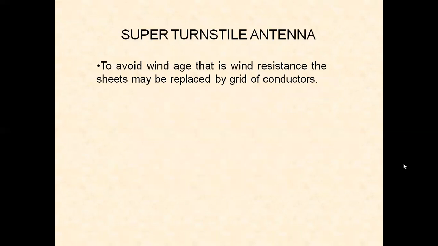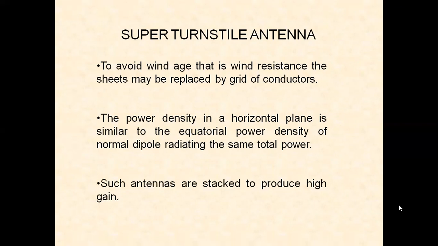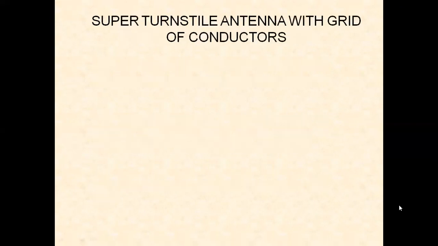To avoid wide edge, that is wind resistance, the sheets may be replaced by a grid of conductors. The power density in a horizontal plane is similar to the equatorial power density of a normal dipole radiating the same power. So we have the equatorial power density of a normal dipole radiating the same total amount of power. Such antennas are stacked to produce high gain.